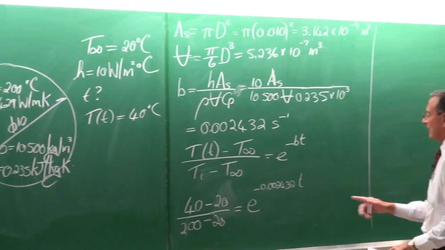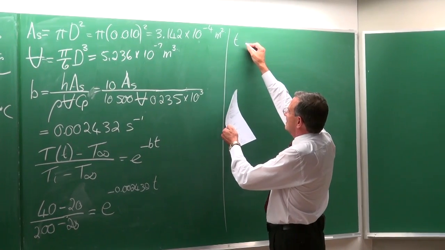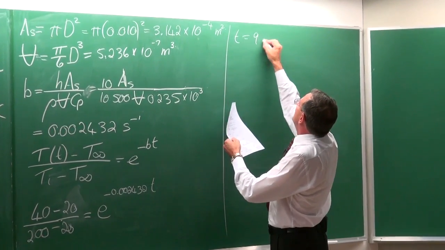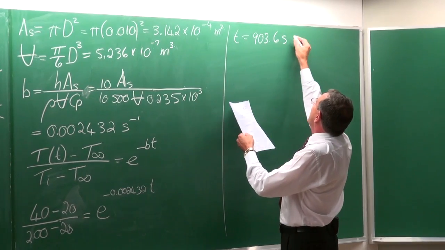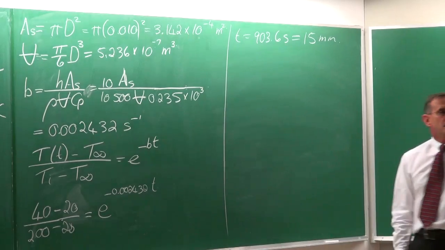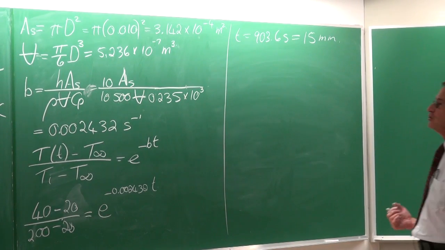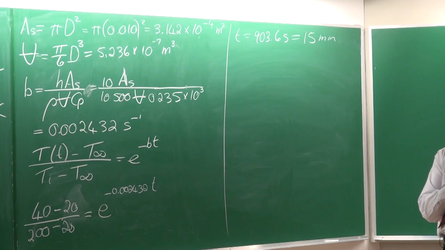Okay. Right. So T, we can solve then as equal to 903.6 seconds, and that works out as 15 minutes. So it will take 15 minutes for the ball bearing temperature to decrease from 200 degrees Celsius to 40 degrees Celsius.